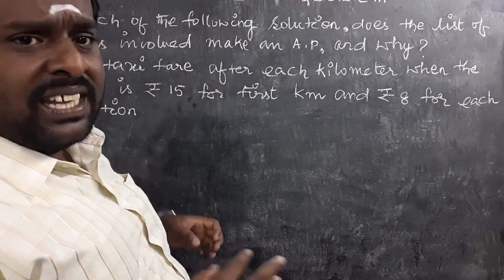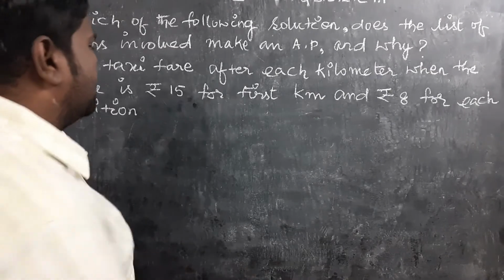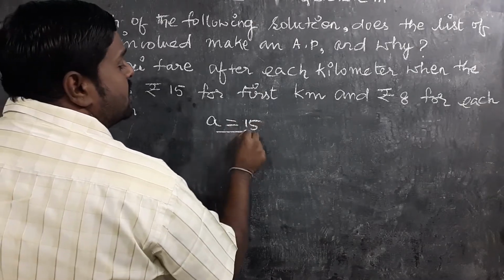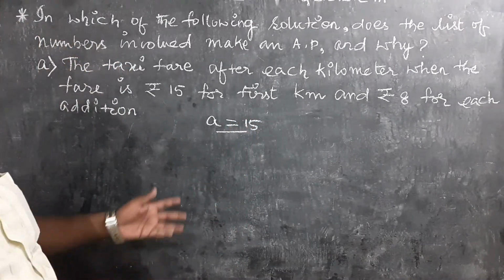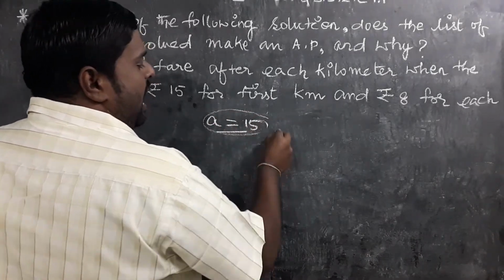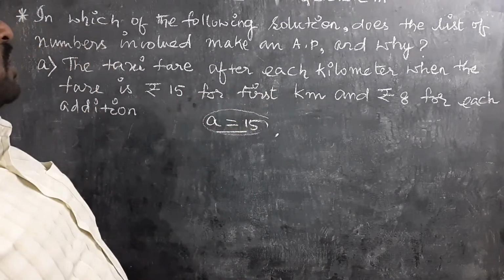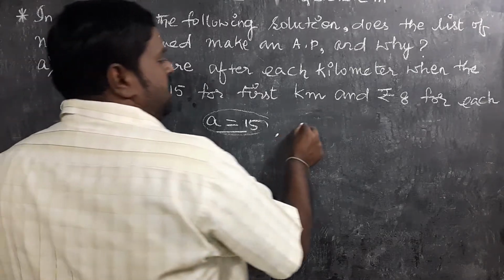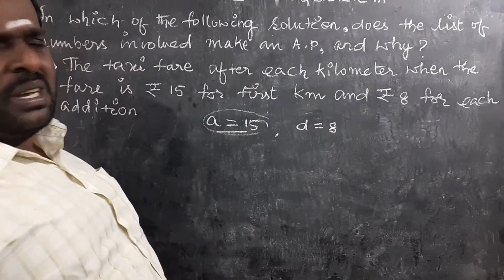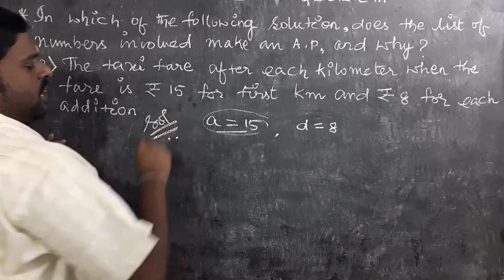Why? Because the base kilometer, what they have given, you can directly take as the first term, since it is for the first kilometer. So you can write it as 15. And it is the same, rupees 8 for each additional kilometer. You take it as the difference D, D equals 8. So it's very simple. You can find the solution here.